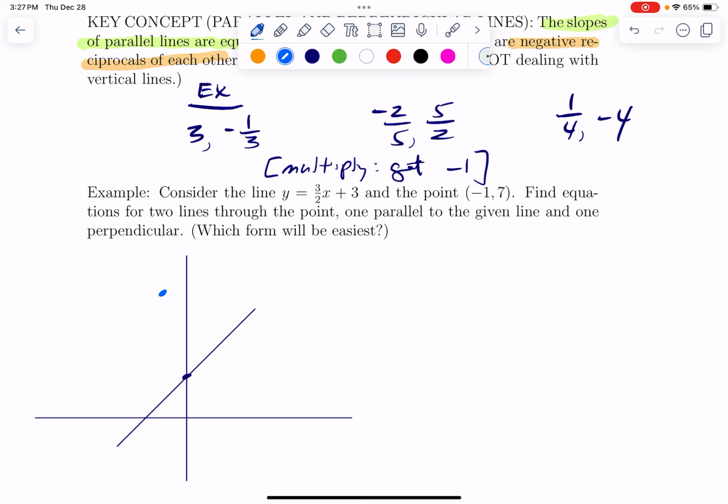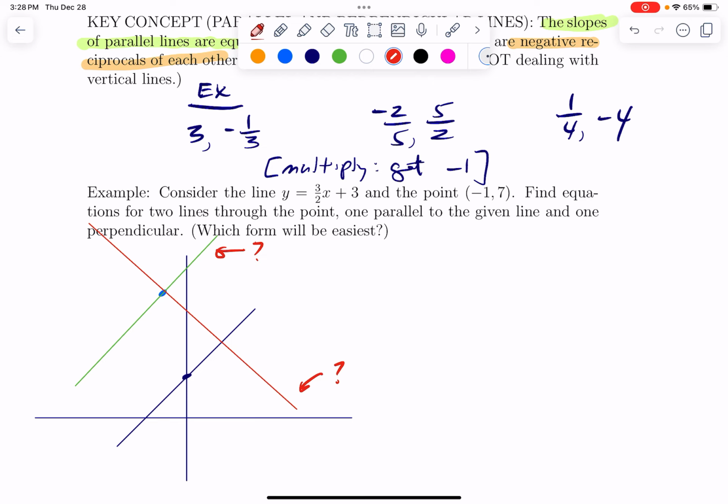So presumably, I can imagine one line through that blue point that's parallel to the given line, and a different one that's perpendicular. So I want to know what are the equations of these two new lines.